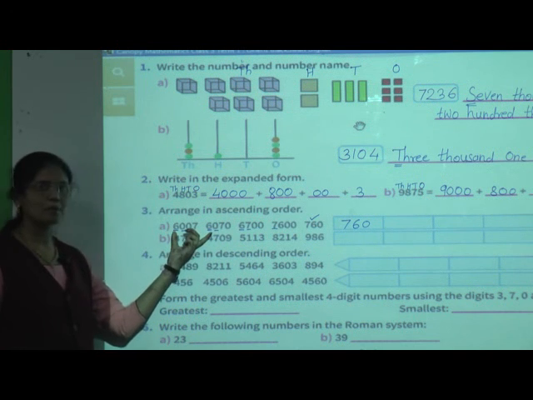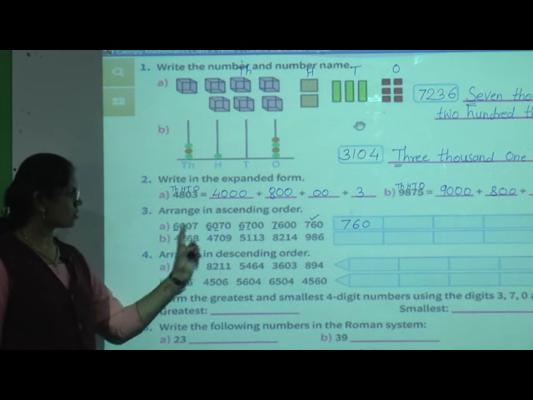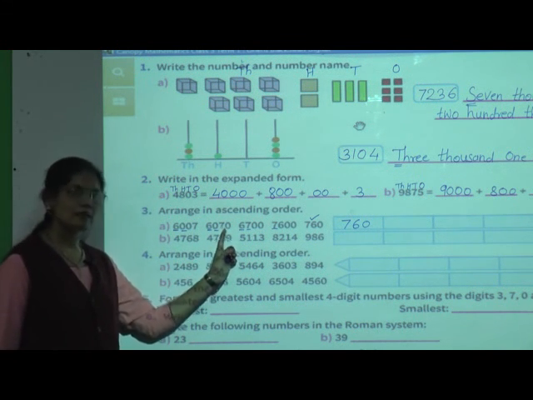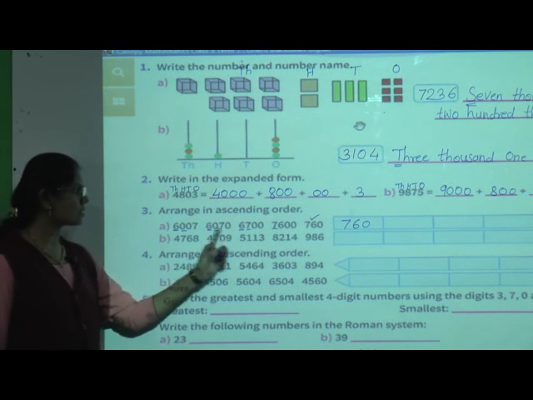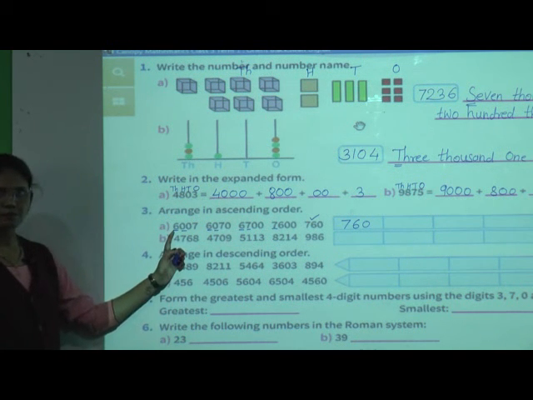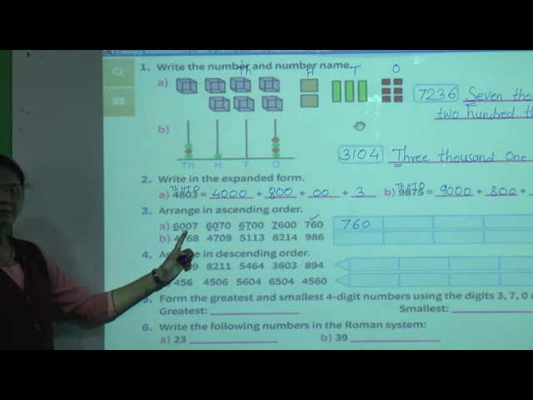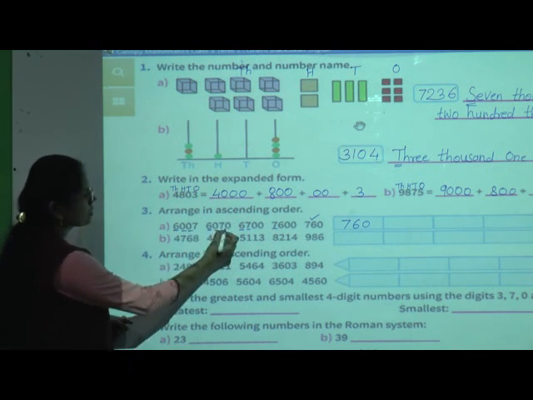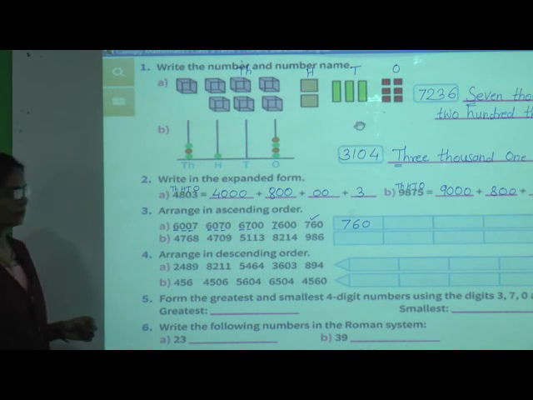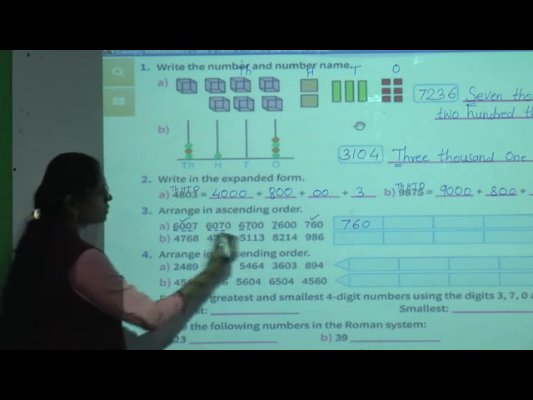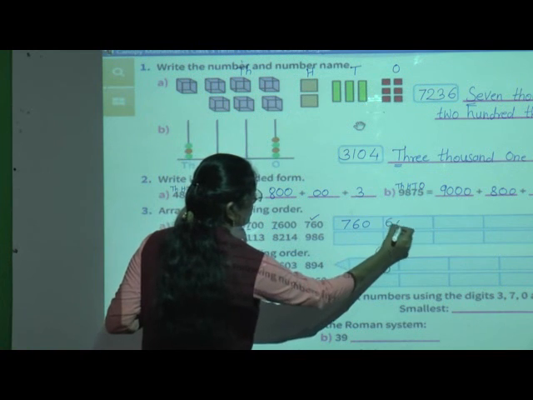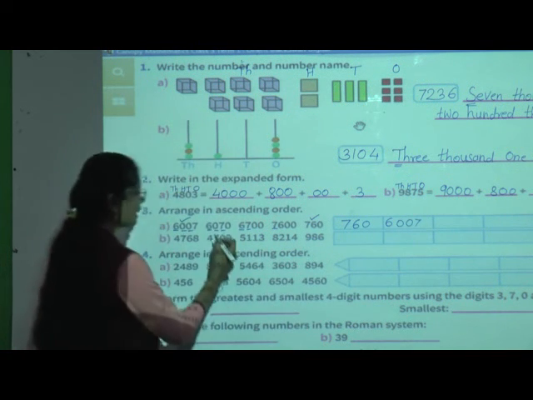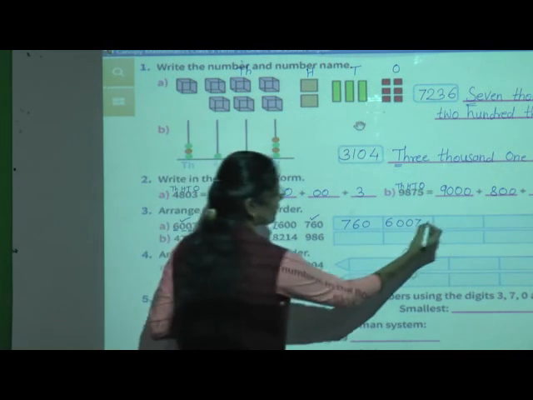Now 2 numbers are remaining. This 6007 and 6070. Now in between these 2 numbers, which one is smaller? Yes, this number is smaller than 6070. Why? Because at tens place here 0 is there and here 7 is there. So this number will come first, 6007 and then 6070.